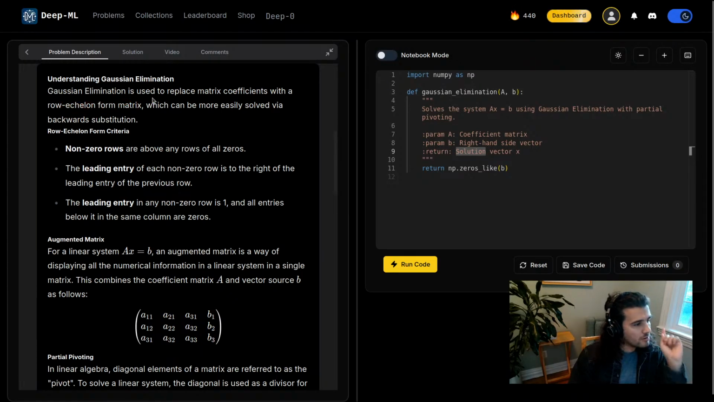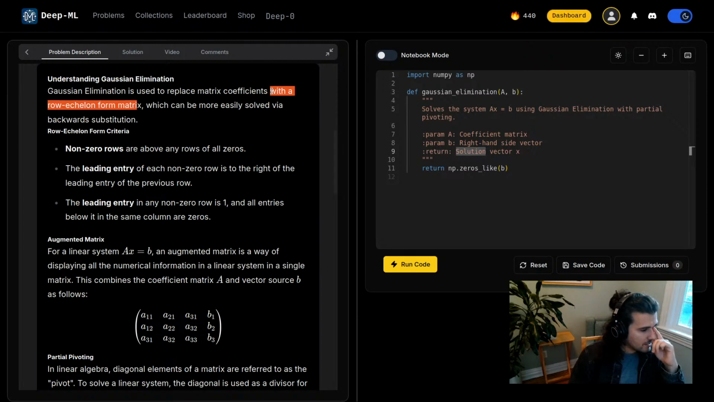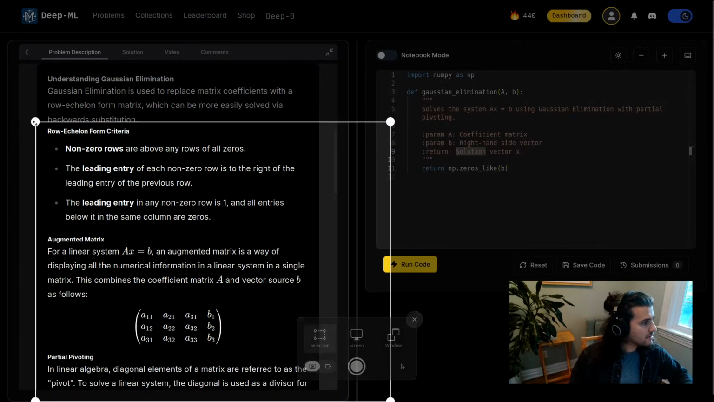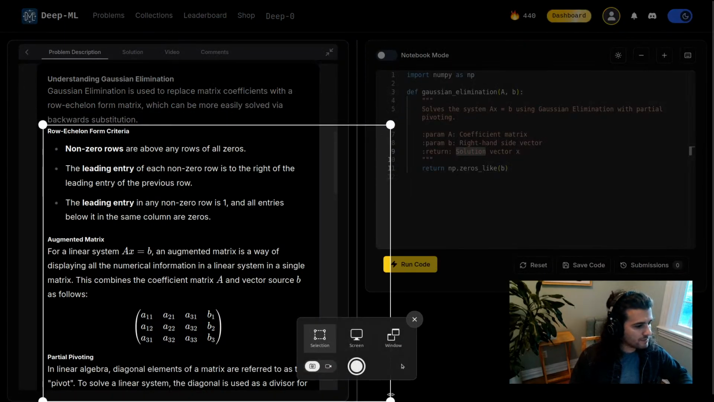So row echelon form, we already did that. We already did the REF algorithm. We had some issue with it, but we managed. And then with row echelon form, we can do the backwards substitution. So non-zero rows are above any row of all zeros. The leading entry of each non-zero row is on the right. Yeah, that I know. We just need to do the REF.